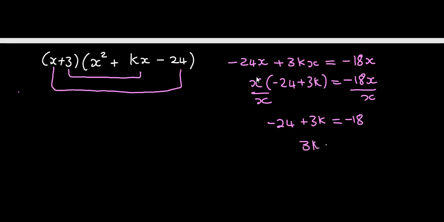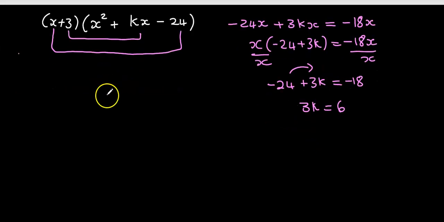I have 3k this side. The 24 will go to the other side to be positive 24. So this will give us minus 18. We need to add 24. So if you say minus 18, you add 24, what do you get? Positive 6. So we're just going to equate this to 6. So this will be equal to 6. So now we can divide both sides by 3. Divide by 3, what is the value of k? The value of k is 2.